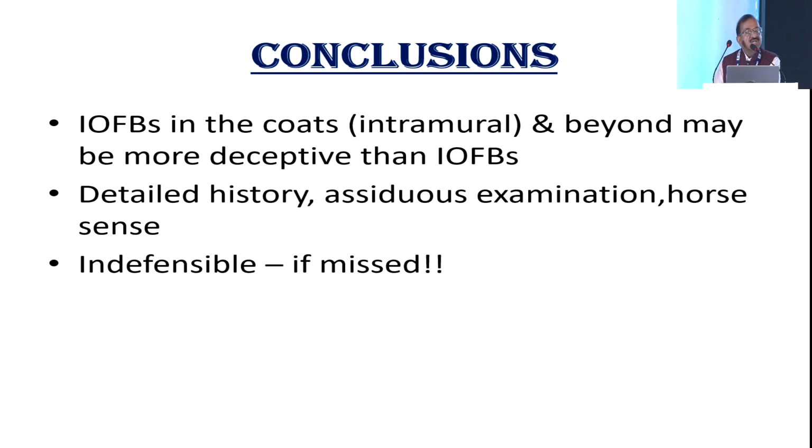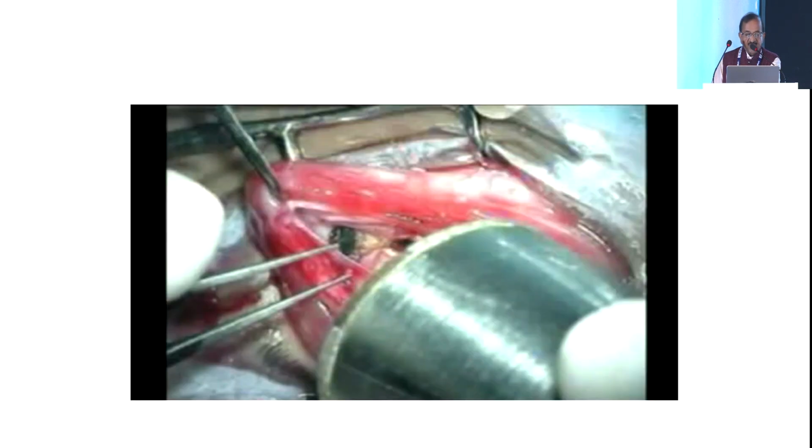So in conclusion, foreign bodies in the coats or intramural and beyond may sometimes be more deceptive than actual intraocular foreign bodies itself, which we may be able to visualize with indirect ophthalmoscopy. As has already been emphasized multiple times, a detailed history, a painstaking examination, and a sixth sense or common sense are very, very critical so as not to miss. And if we miss, then this becomes indefensible in a court of law. So those are the concluding points that I would like to make.